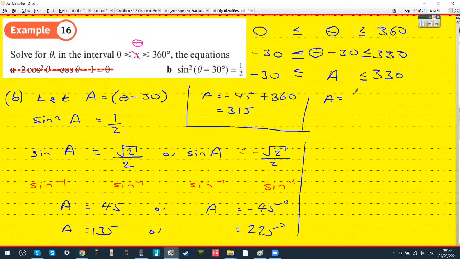So that's what A is. But we invented A. The question never asked us for A. And so we need to swap it back. So what is A? They wanted theta. Sorry? So they asked for theta, but we did A. Oh, so theta minus 30? So theta minus 30 is equal to those 4.